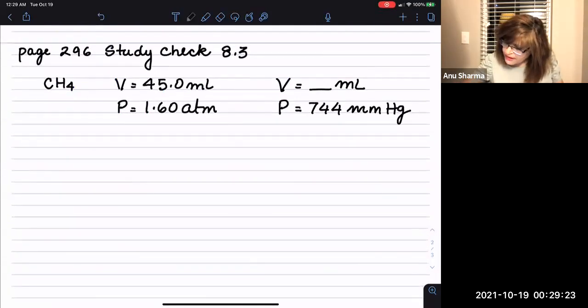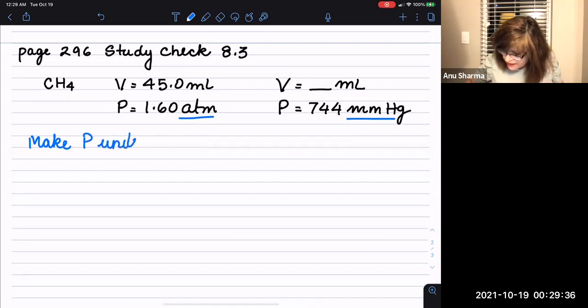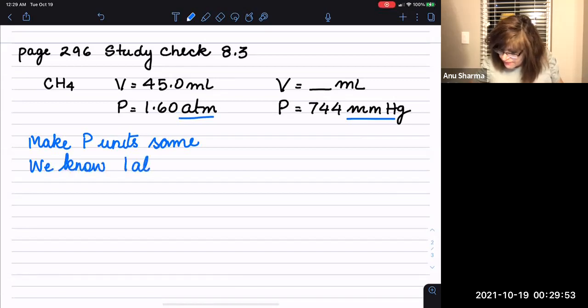Now we are going to look at this problem. First of all, one pressure is in atm and the other is in millimeters of mercury, so you need to make the pressure units the same. You can change either one, but it's best to keep atm. We know that 1 atm is equal to 760 millimeters of mercury, so we need to convert this one to atm.